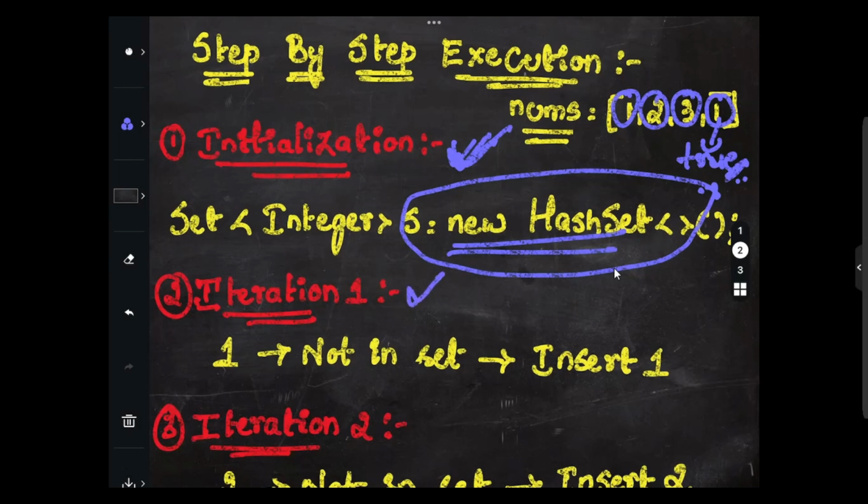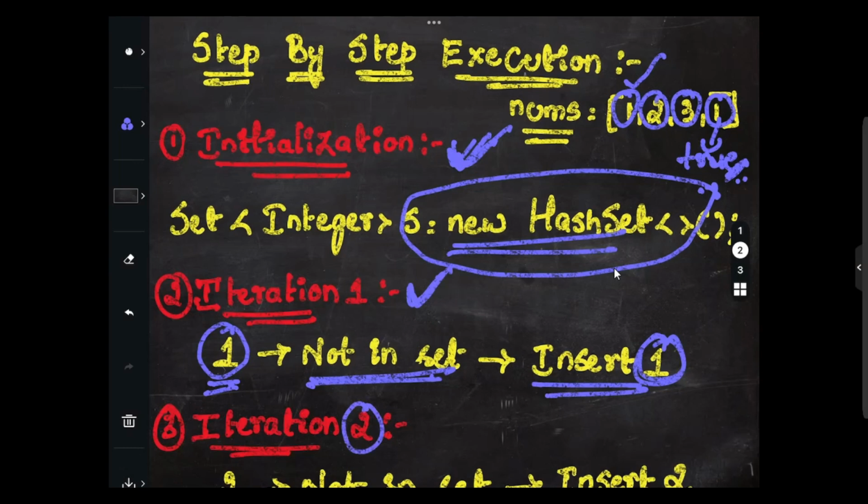The second step here is the iteration. We will traverse the array and insert the elements into the set. Here, in the first iteration, we have the element 1, the first element we are considering. 1 is not present in the set. This is the initial element, right? So it is not present in the set, and we will be inserting 1 here in this case. Let's move on with the second step, iteration 2.